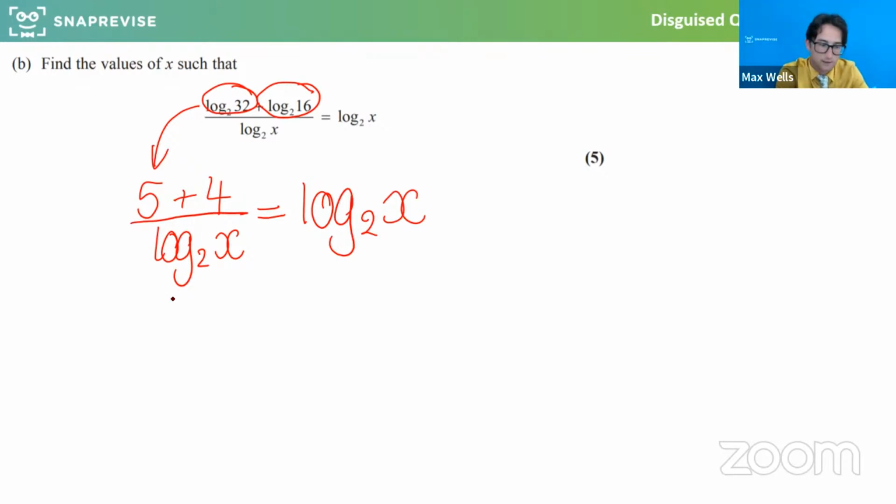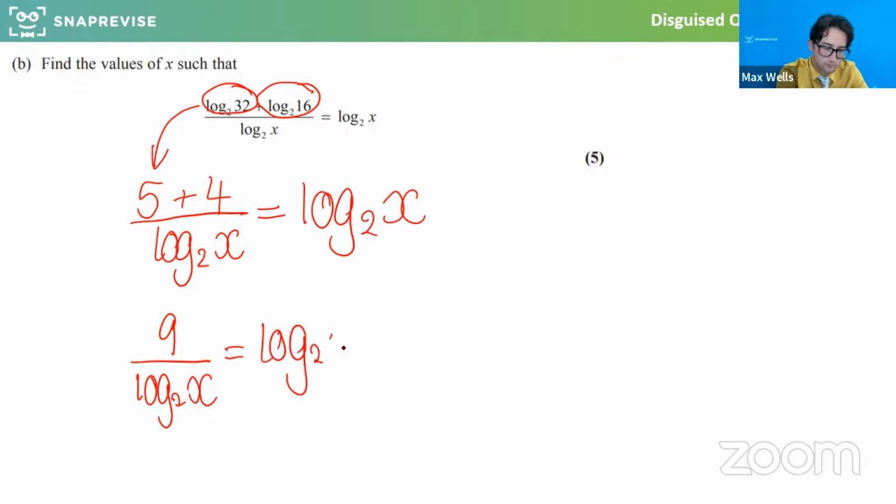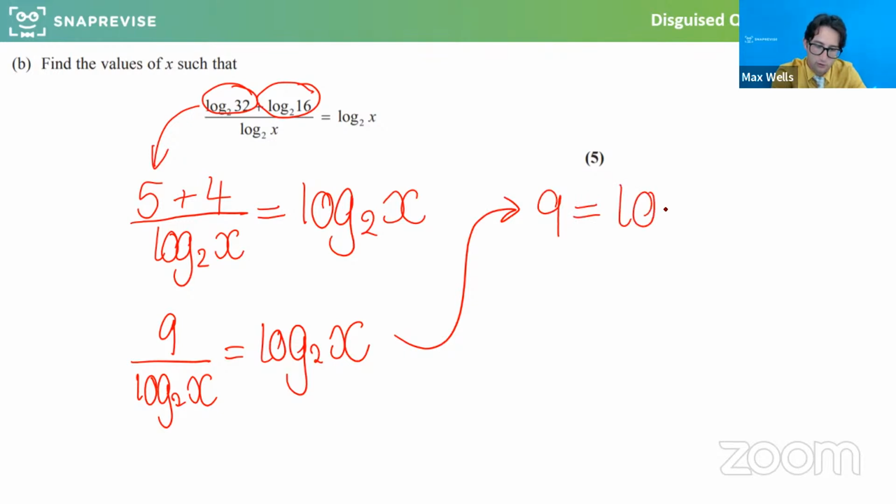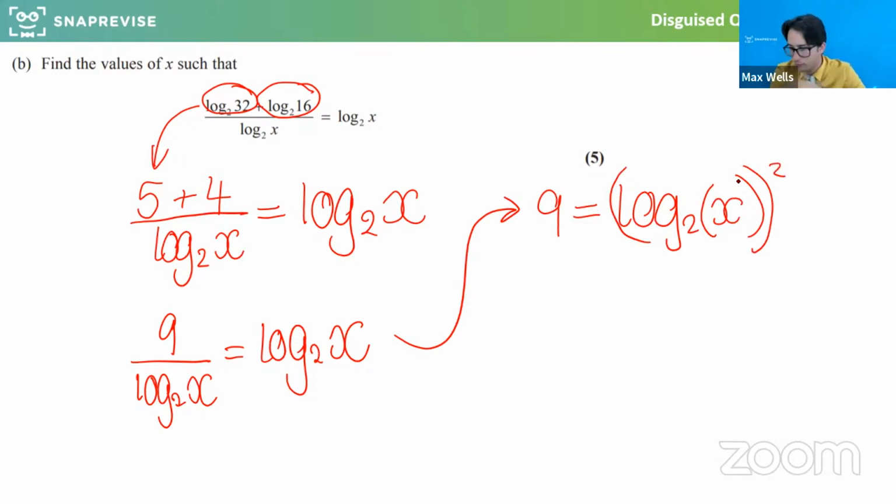We've got 9 over log base 2 of x. Now we need to be careful here, because if I times up by log base 2 of x, 9 equals log base 2 of x all squared. Now people confuse this. This is not a log rule where you bring the power to the front. That's where we need to be careful, because the power is not in the log.